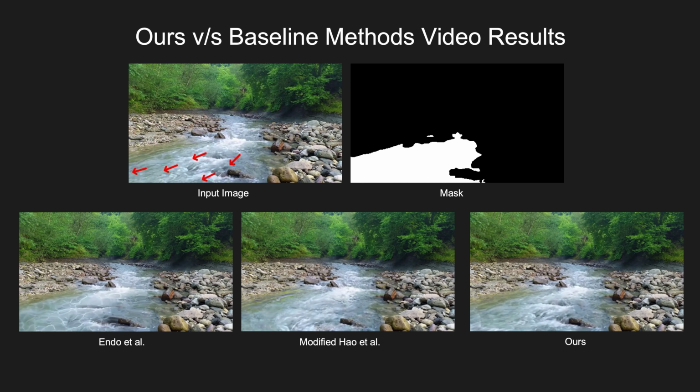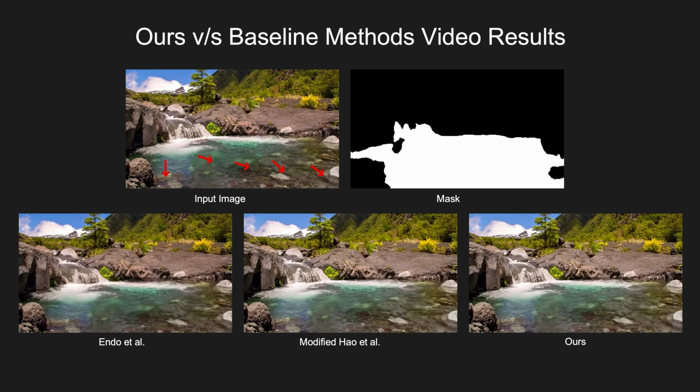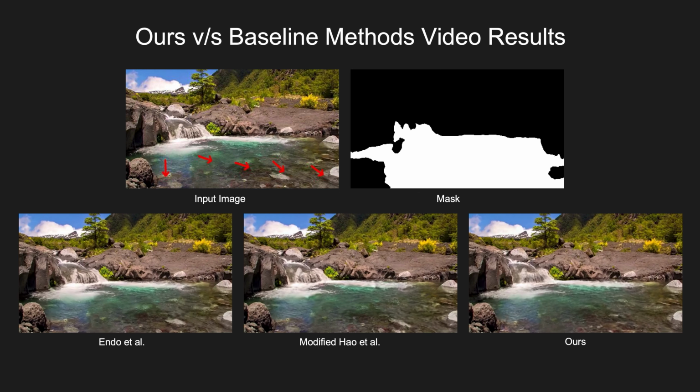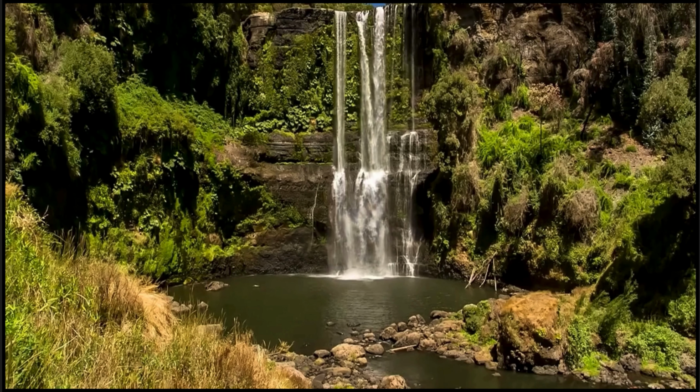Here we see results comparing our method to baselines of Endo et al. and modified Howe et al. We see that Endo et al. produces stretching artifacts and our videos are better than modified Howe et al., owing to the better quality of refined dense flow compared to refined sparse flow. Even though our models are trained at low resolution, that is 280 x 512, we can generate HD videos owing to the fully convolutional nature of our model.